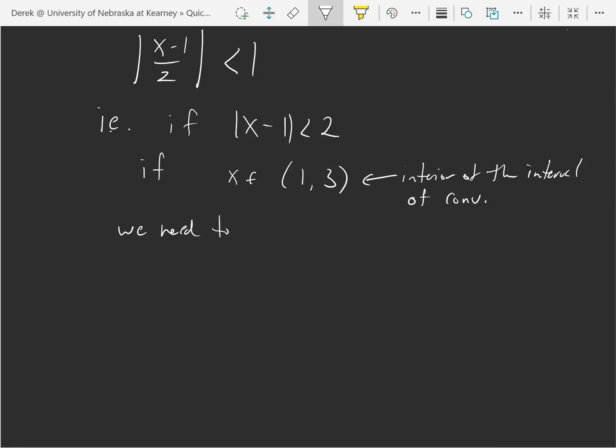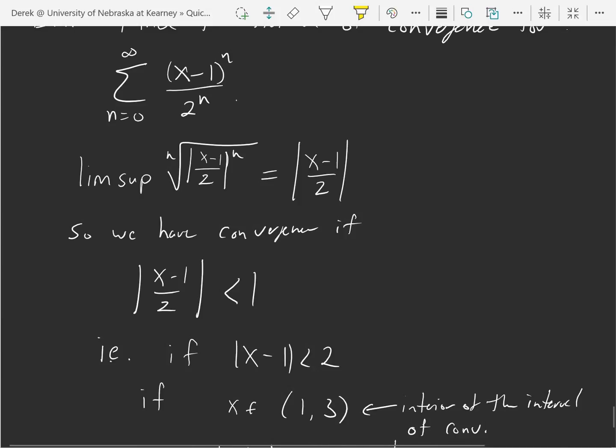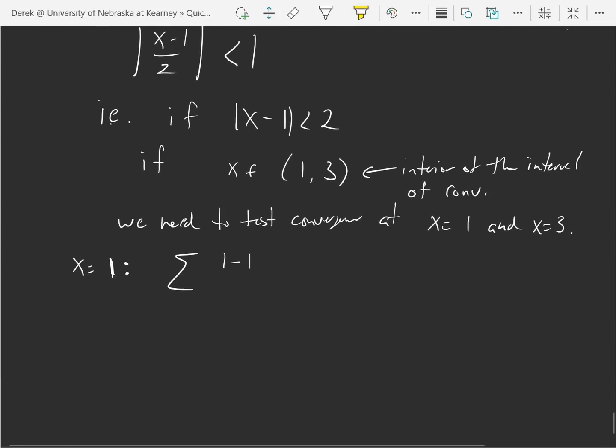We need to test convergence at x equals 1 and x equals 3. So let's do the test at x equals 1. What do I get for my series? I have the series 1 minus... this is at negative 1. I need you guys in the desks yelling out at me that I've made mistakes.